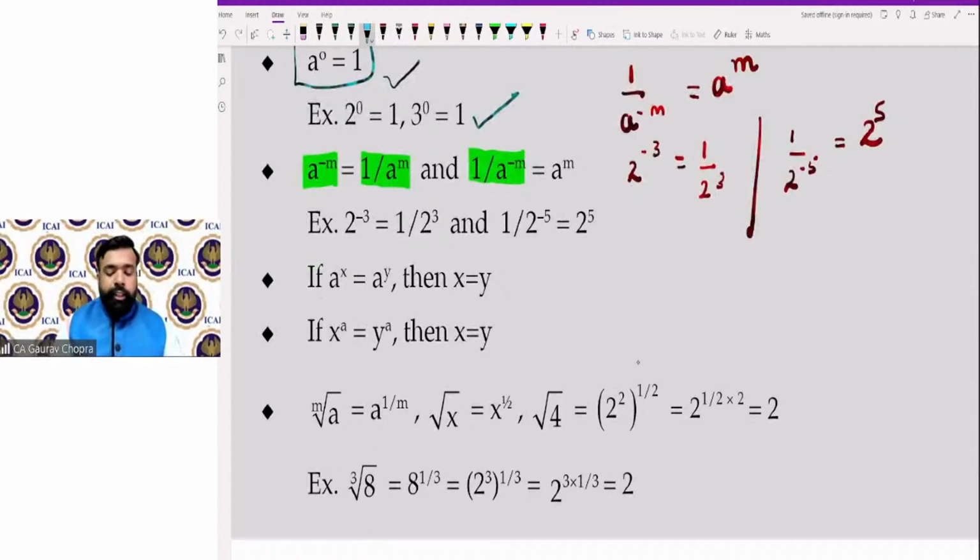Then comes the next property. Base is the same, power will be equal. So a to the power of x equal to a to the power of y. Base is the same. So the result will be x equal to y. X is equal to y.